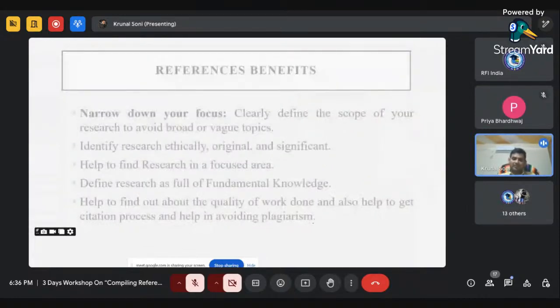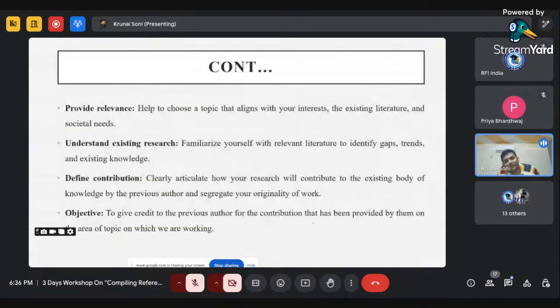So provide relevance. It also helps to provide interest, existing literature review, and societal needs. I always say in all my lectures that no research without societal importance will have market relevance. So it is very, very important that we focus upon the societal needs and relevance, through which we can prove our research to be fundamentally correct, right?